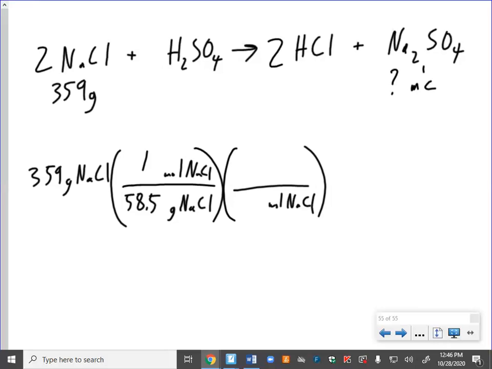How many pieces of sodium chloride do we have? 2. How many pieces of sodium sulfate do we have? So my ratio is 2 to 1. So for every 2 pieces of sodium chloride, I have 1 piece of Na2SO4. This is what's called your mole ratio. It's the ratio that takes you from one molecule to a completely different molecule.